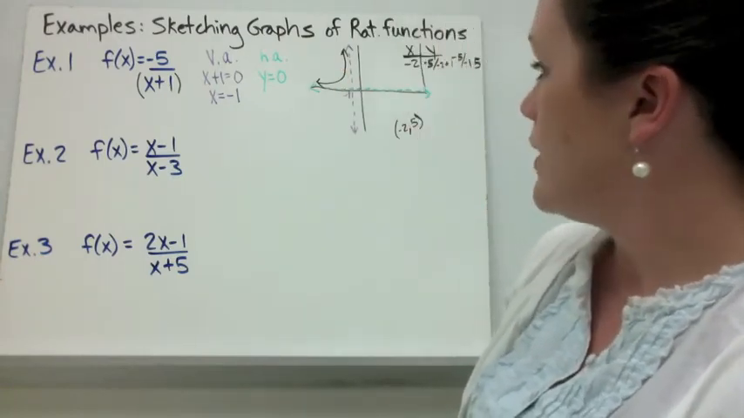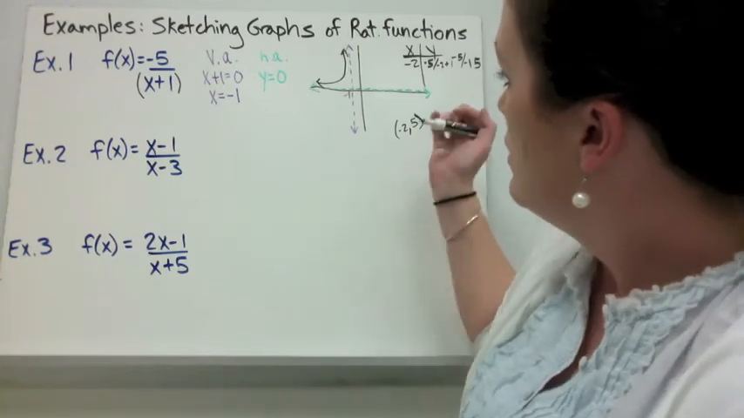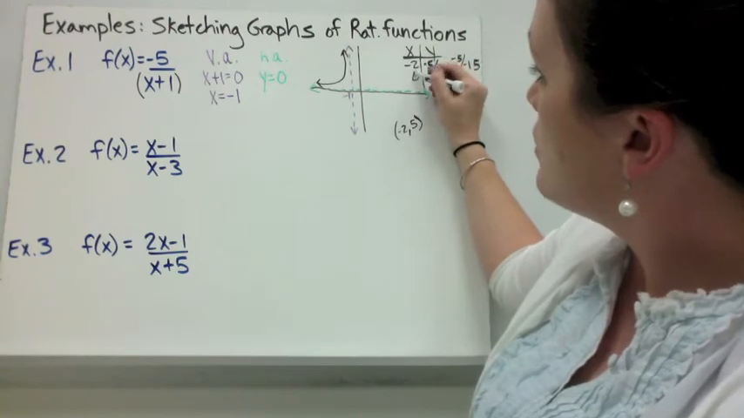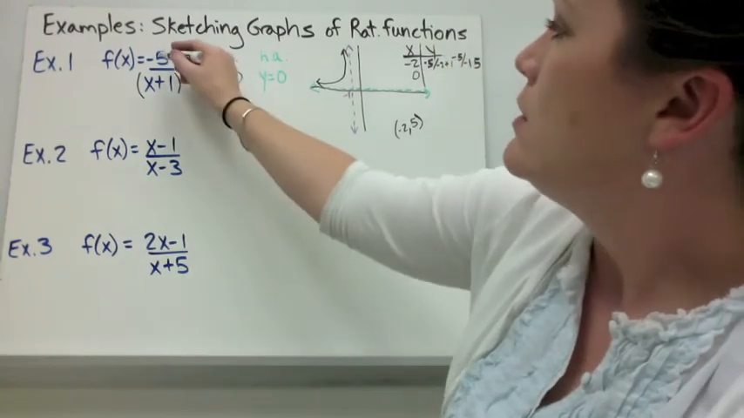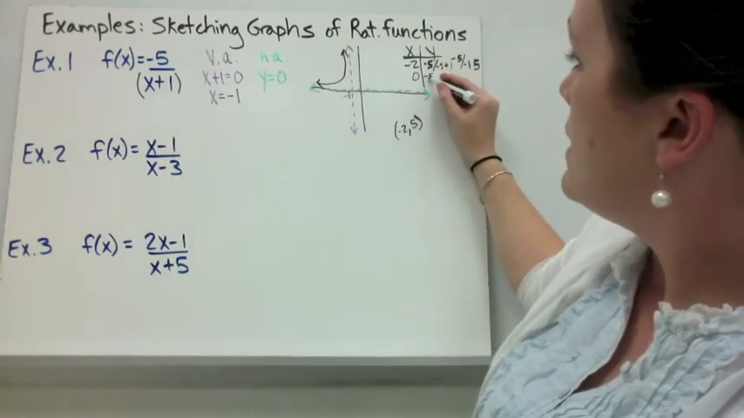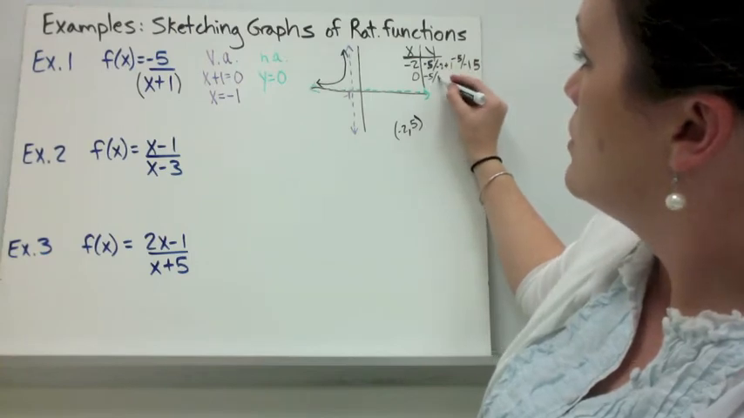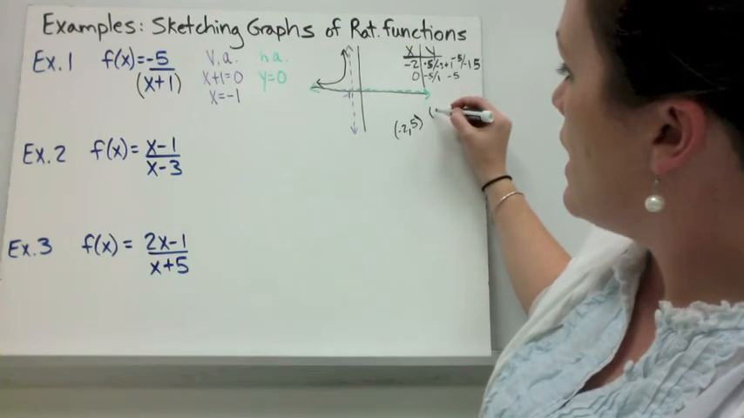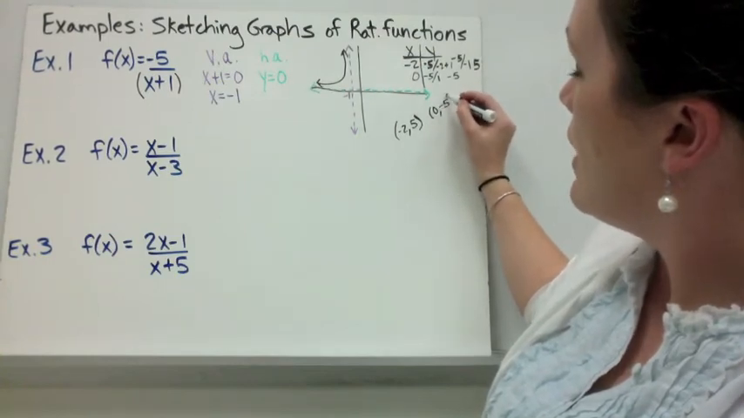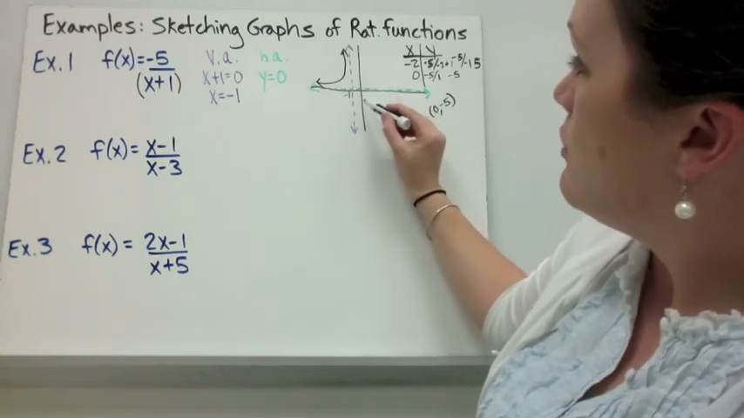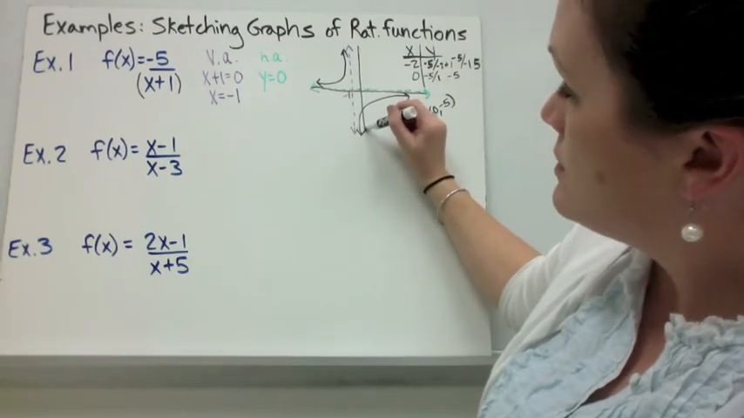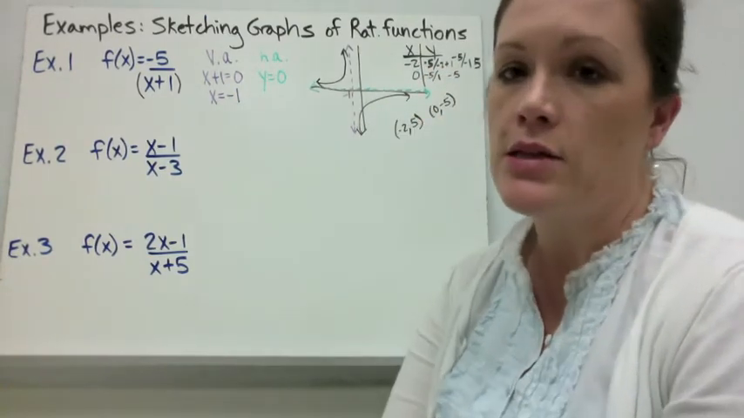Now let's try another value that would be over here to the right of -1, or larger than -1, so let's say maybe 0. So -5 divided by 0 plus 1, which is 1. So that's just equal to -5. So I have the point 0, -5. So at 0, if it's negative, my graph would also be down here in this area. And again, it would look like a little branch.